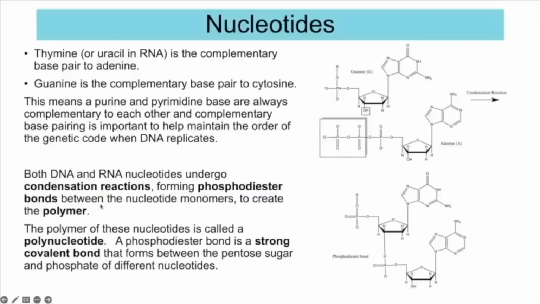Both DNA and RNA nucleotides undergo condensation reactions to go from the nucleotide to the polymer chain. It's a phosphodiester bond that forms between the adjacent nucleotides to create that polymer. The polymer of these nucleotides is called a polynucleotide, and that phosphodiester bond is a really strong covalent bond that forms between the pentose sugar, which would be deoxyribose in DNA or ribose in RNA, and the phosphate of a different nucleotide. So it'd form between the phosphate group and the pentose sugar.